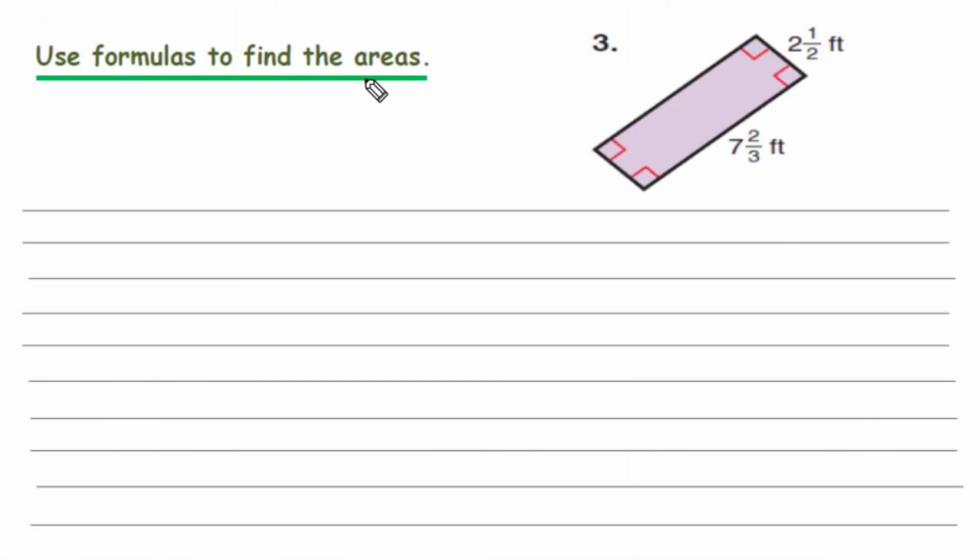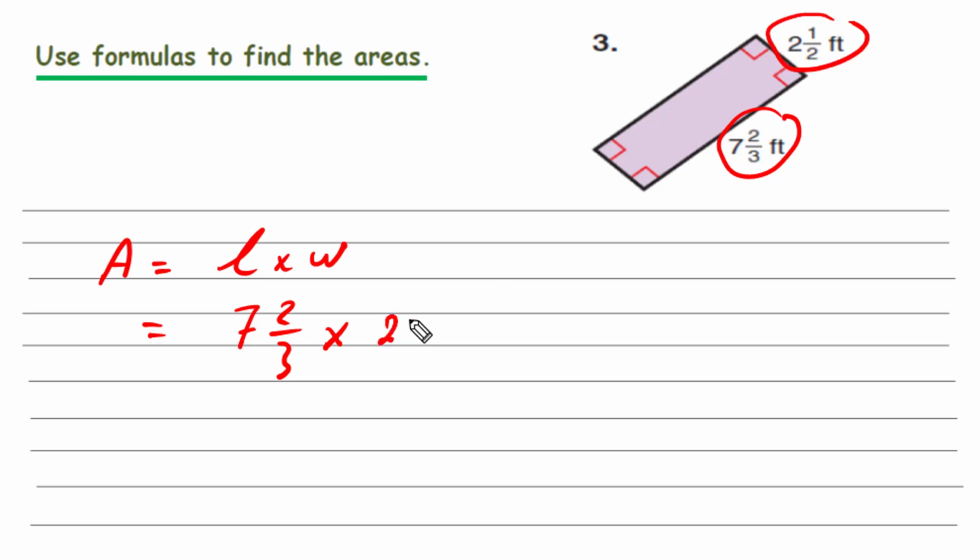Next, use formulas to find the areas. We have a rectangle. How can we find the area of the rectangle? I said before, length times width. Just multiply the two dimensions. Length is equal to 7 and 2/3, width is equal to 2 and 1/2. Now, how can we multiply two mixed numbers?